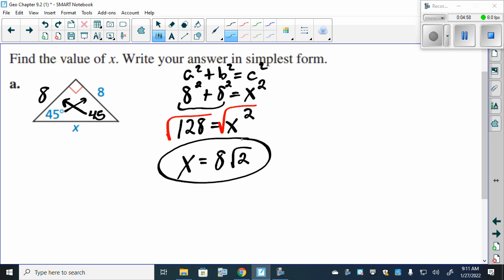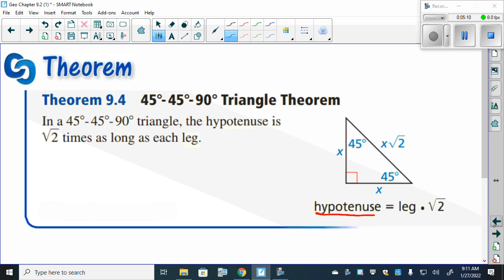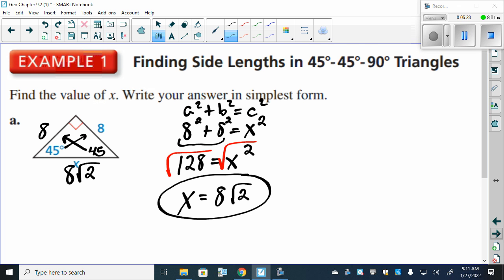So this here is the square root of 2. Well, what is the length of each leg? Because again, according to this theorem, the hypotenuse is the square root of 2 times as long as each leg. So we can take the leg times the square root of 2, and we get the hypotenuse.